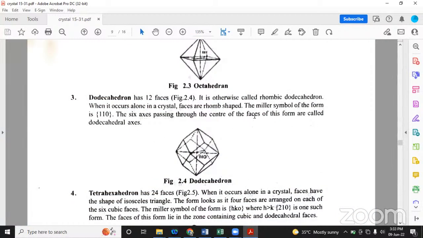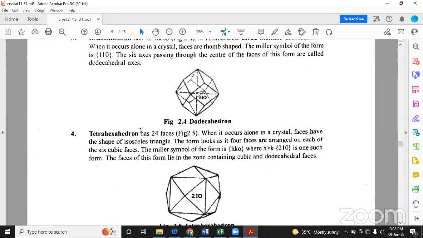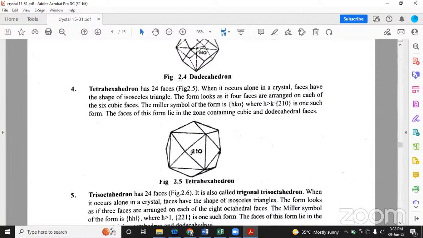These faces of this form are called dodecahedral axes, whereas the tetrahexahedron has 24 faces. It contains 24 faces and has the symbol 210, where H is greater than K, HK0. The faces of this form lie in the zone containing cubic and dodecahedral faces.